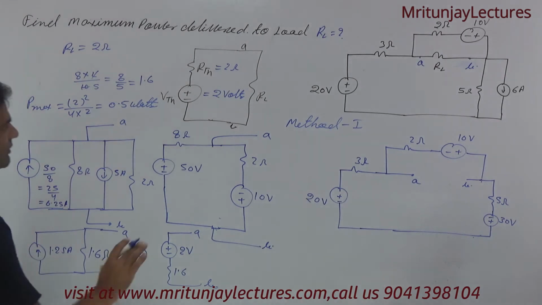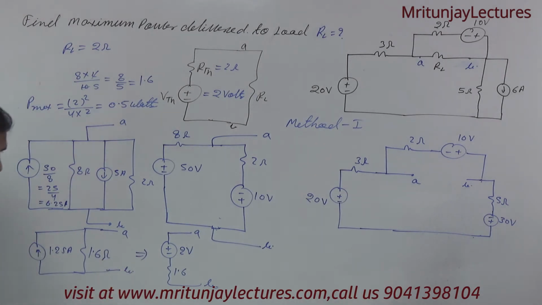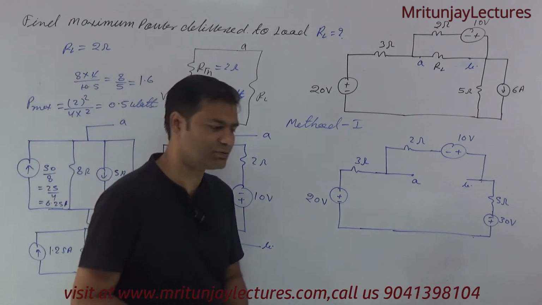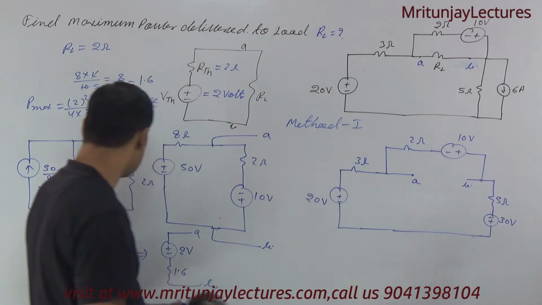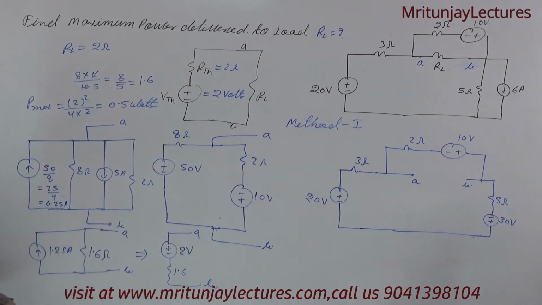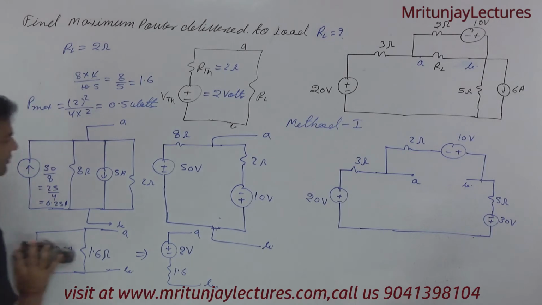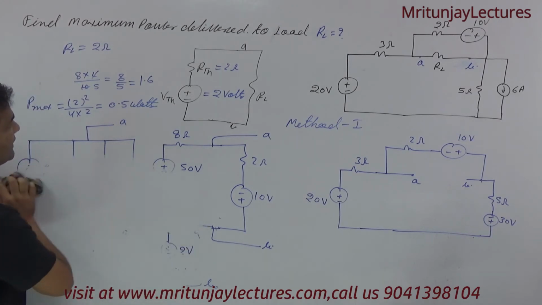First of all, clear or not? You can solve another method also. You can also solve this with the help of the conventional method. How can we solve it? It is clear or not? 8 into 2, 16 divided by, clear, that is clear. Okay, so now you can do it another method also.